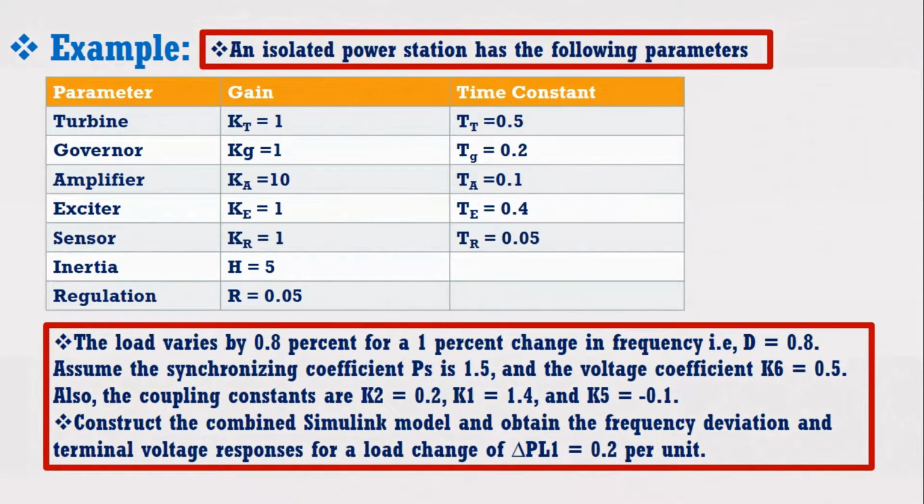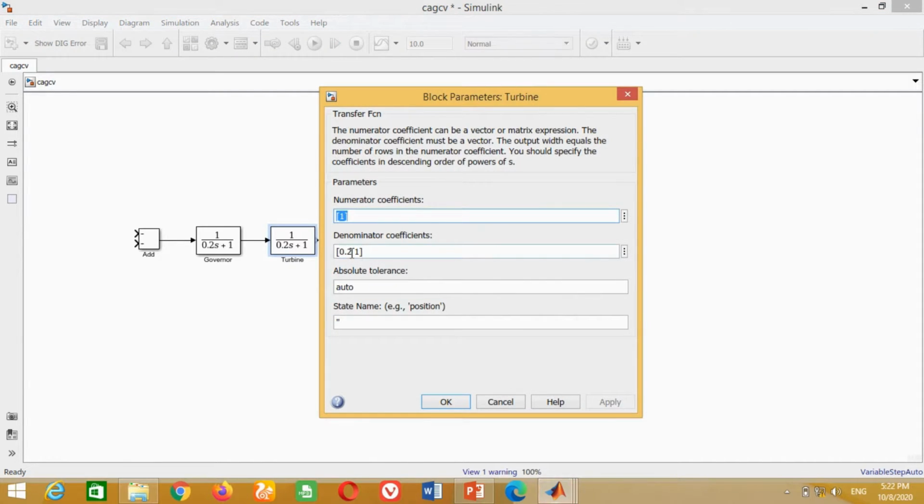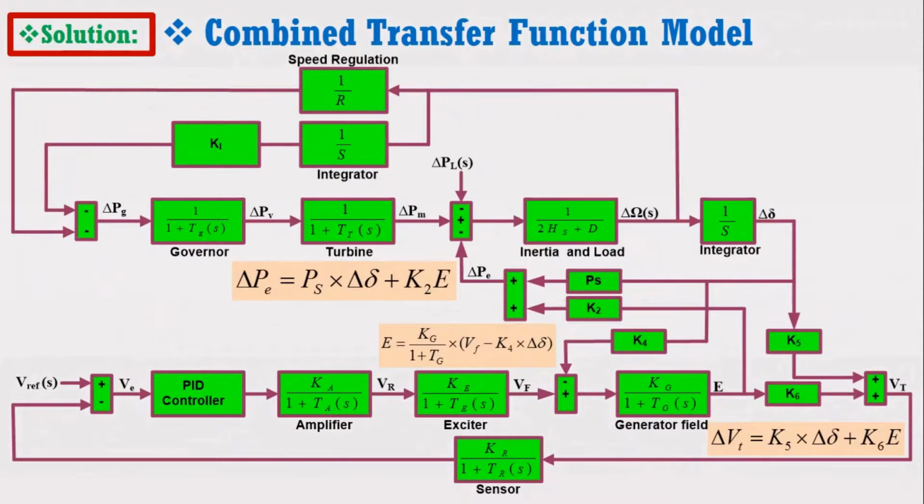The gain and time constant for the turbine are 1 and 0.5 as given in the example data. Therefore, double click on the transfer function block, write here 1, 0.5 and press OK. Look at the figure again.